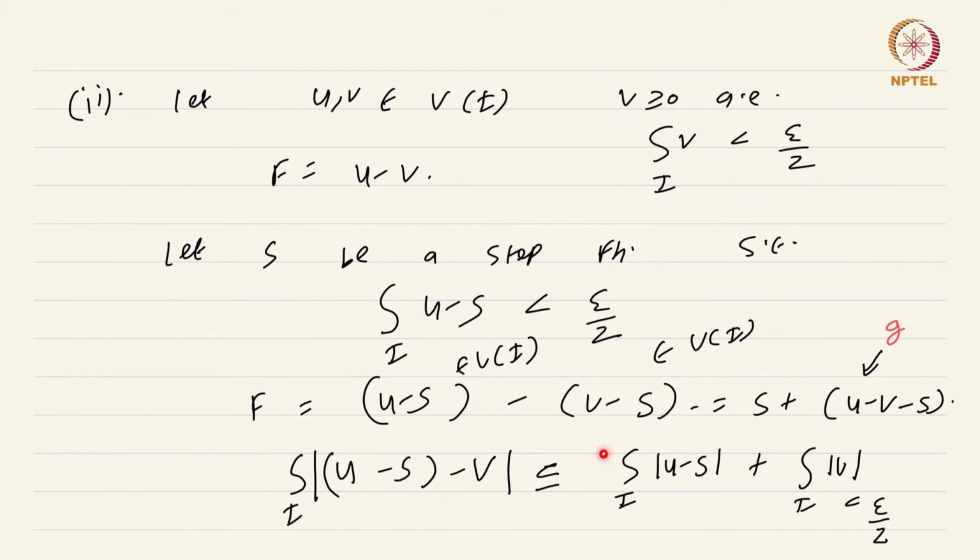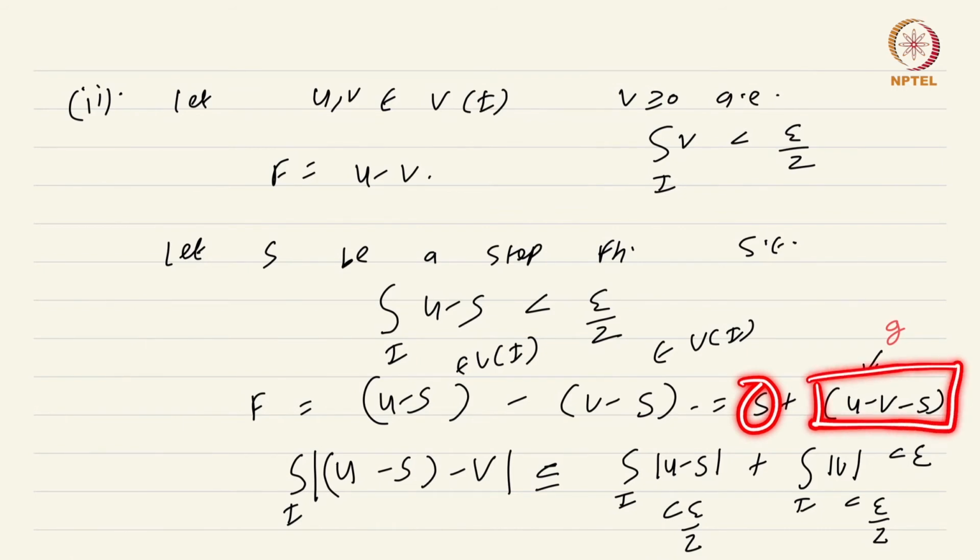Now coming to this function, the integral of I of u minus s, this is also greater than or equal to 0 almost everywhere, because s is less than or equal to u almost everywhere by the way we chose s. So this quantity is also less than epsilon by 2. So the whole thing is less than epsilon. So what have we managed to achieve? We have written f as a combination of a step function and a Lebesgue integrable function whose integral of the absolute value is really small. So these two approximation theorems are useful heuristic principles that you can use to solve various problems.